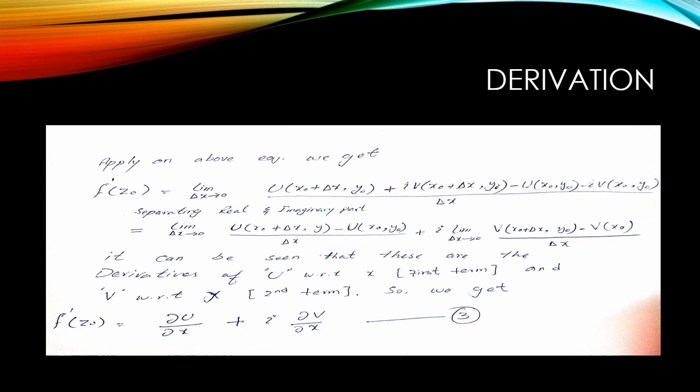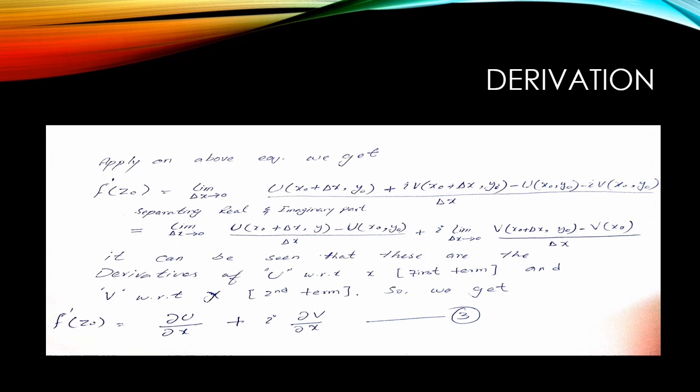Applying this above equation, we get f prime of z naught is equal to the limit as del x approaches 0 of u of x naught plus del x, y naught, plus iota v of x naught plus del x, y naught, minus u of x naught, y naught, minus iota v of x naught, y naught, dividing by del x. Now separating the real and imaginary parts, the equation will become the limit as del x approaches 0 of u of x naught plus del x, y naught, minus u of x naught, y naught, over del x, plus iota times the limit as del x approaches 0 of v of x naught plus del x, y naught, minus v of x naught, y naught, over del x.